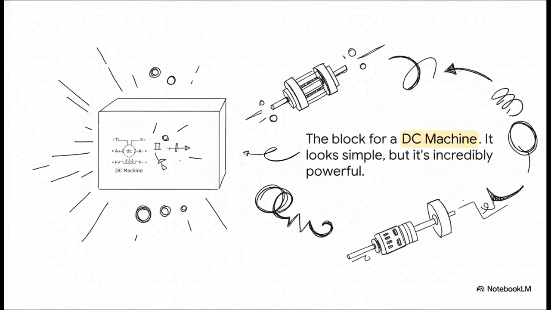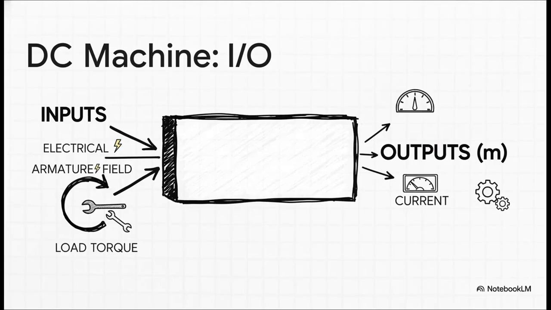Let's just focus on the DC machine for a second. And again, notice how it's represented by this simple, clean block. But don't let that fool you. This single block contains the entire electromechanical behavior of a DC motor or a generator. It's all in there. So how does it work?